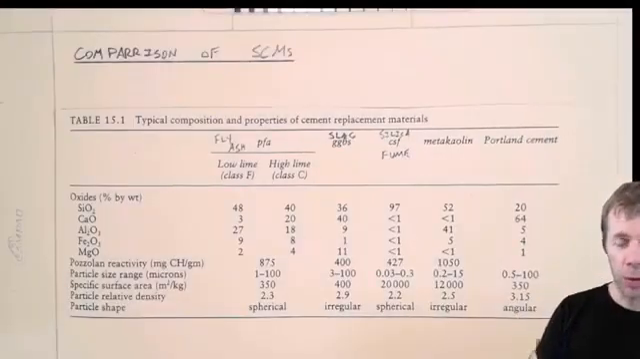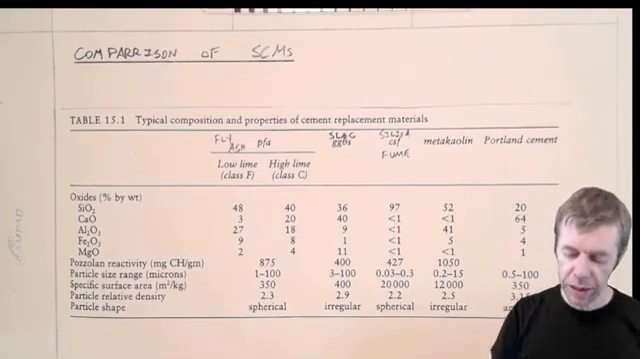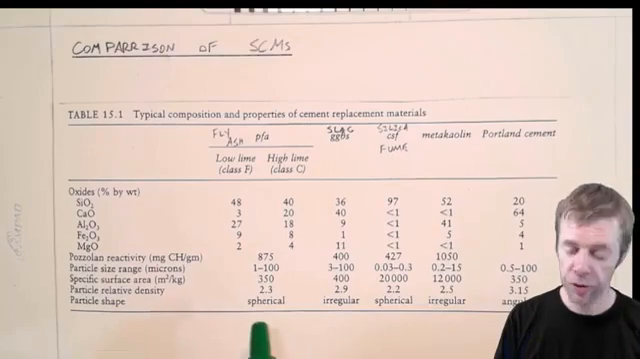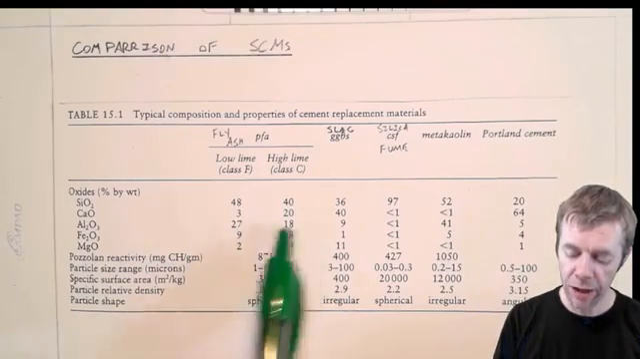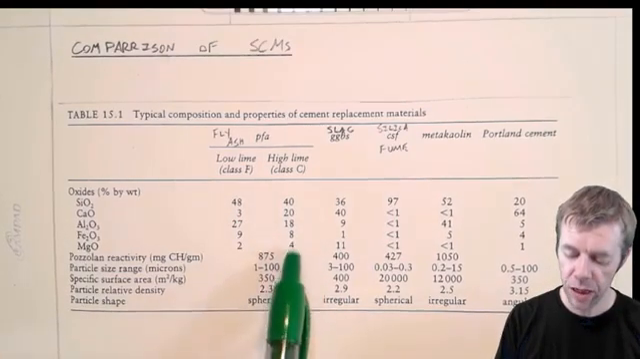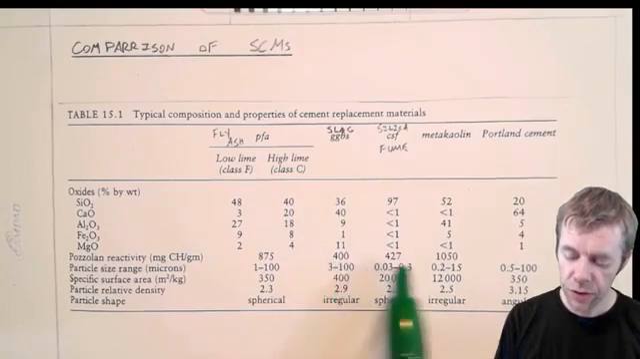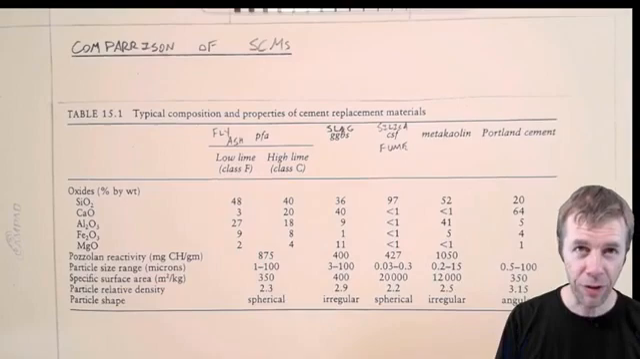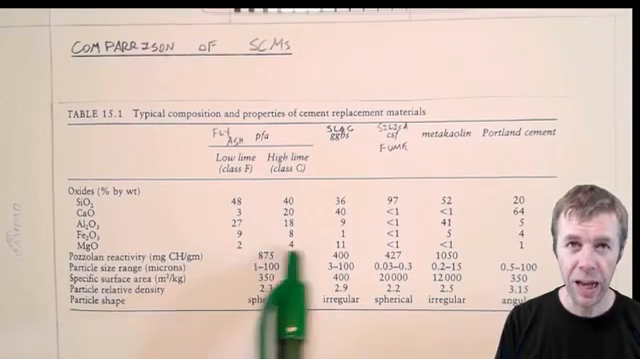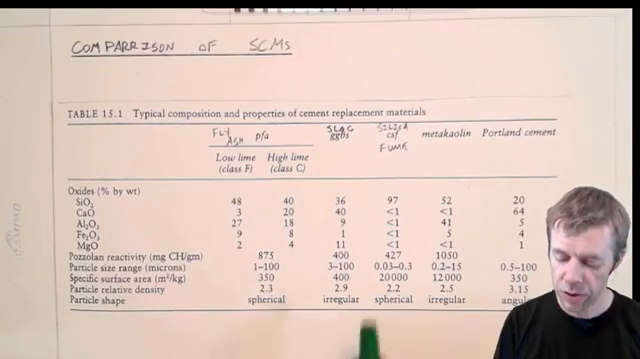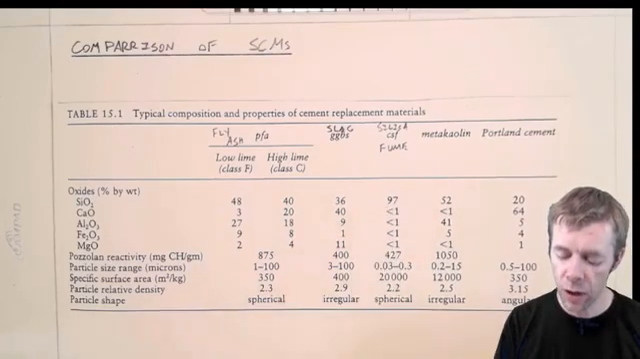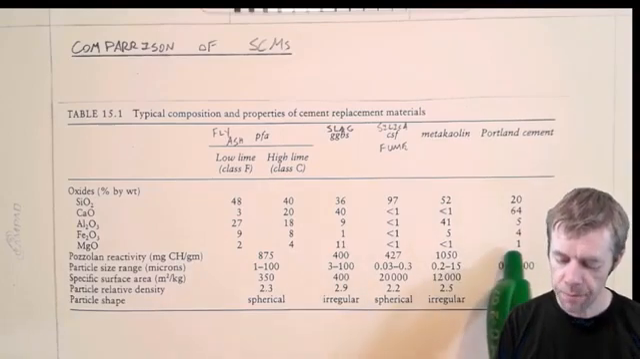This chart or table compares the chemistry, the oxide content, of the different SCMs that we've been talking about. There's the fly ash, class F versus class C. There's slag, silica fume, and Portland cement. And you can notice that they're pretty different. Class F and class C ashes are pretty different from one another. Slag's different. Silica fume is almost pure SiO2. Okay? And then there's good old Portland cement.